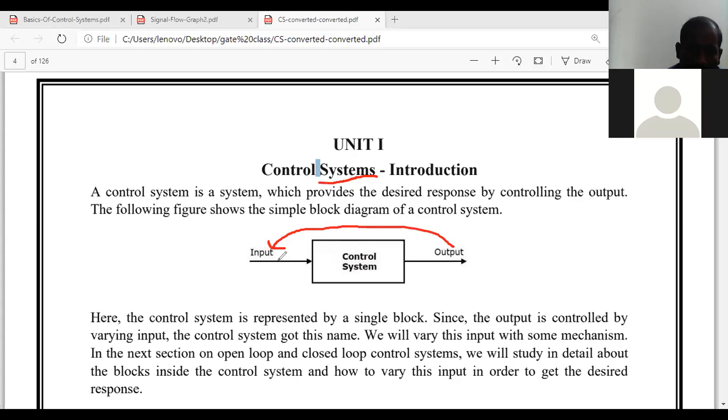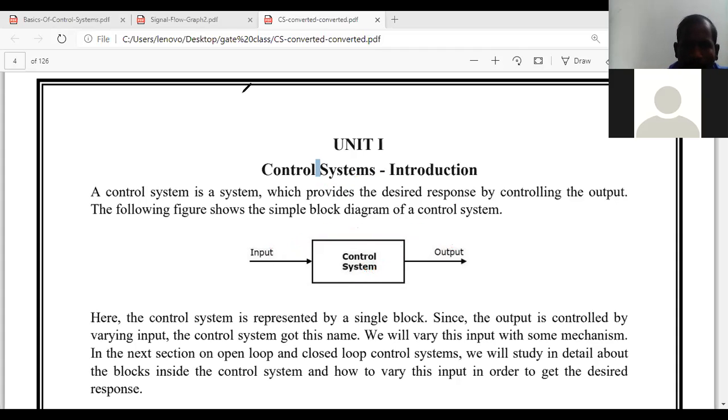Here the input has another name, the command signal, and the other name for the output signal is response. This control system is called the plant. Is it clear? Yes, sir. Okay, fine. Now you understood what a control system is, right?